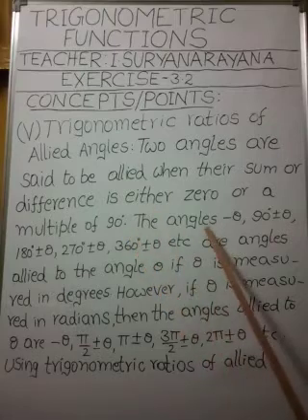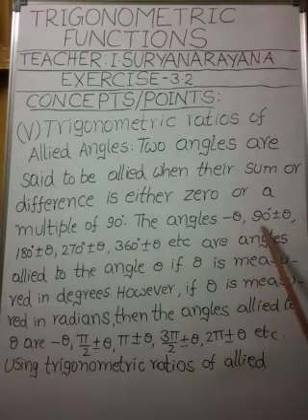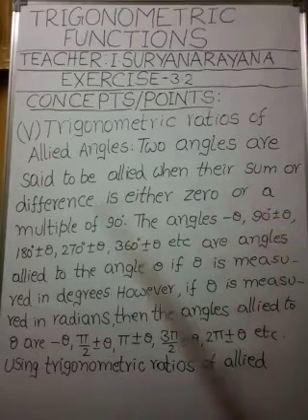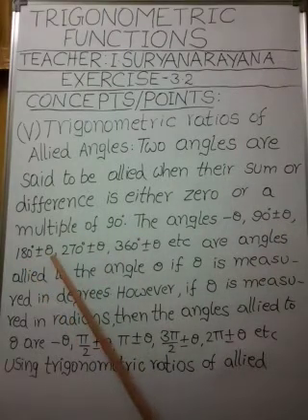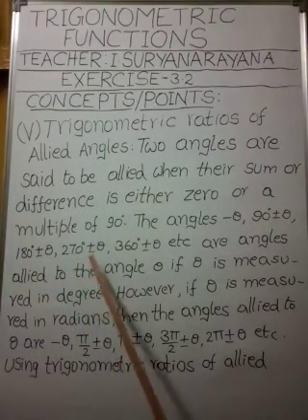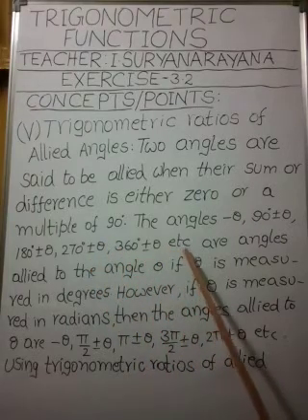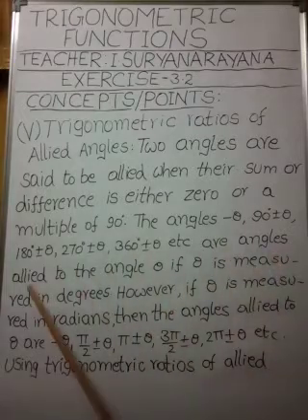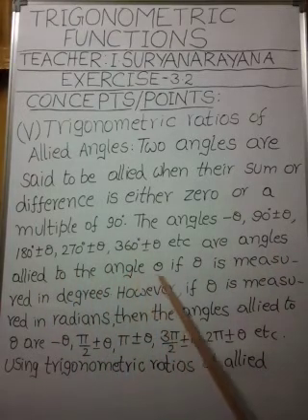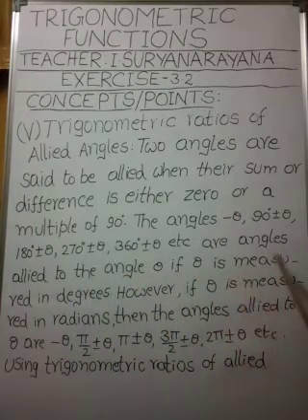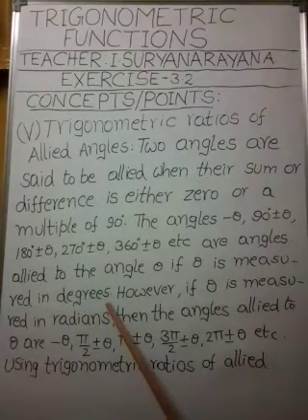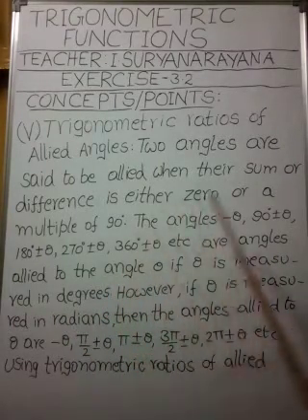The angles minus theta, 90 degrees plus or minus theta, 180 degrees plus or minus theta, 270 degrees plus or minus theta, 360 degrees plus or minus theta, etc. are angles allied to the angle theta if theta is measured in degrees. Understood this point, my dear children?